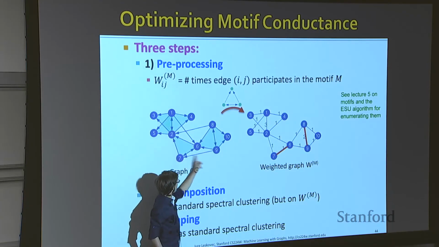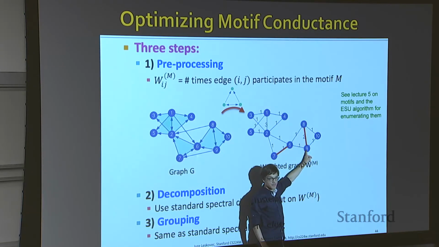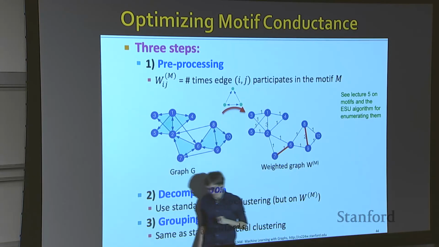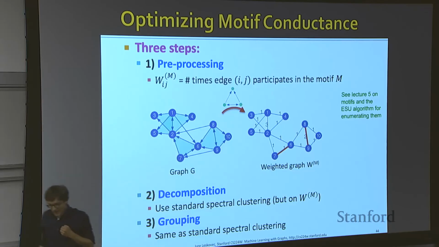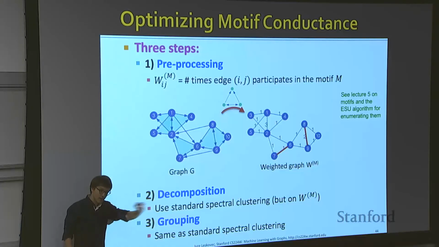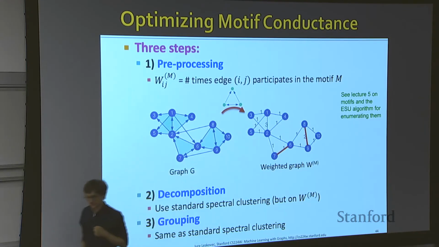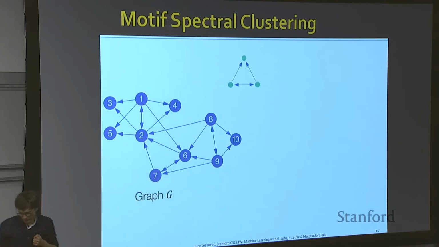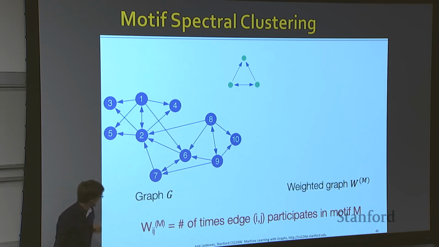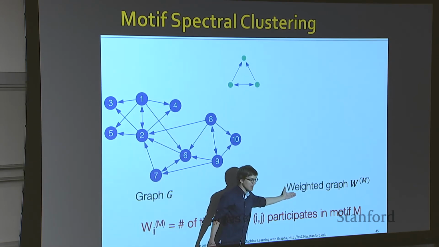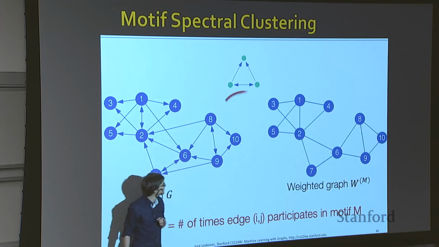Edge 9, 7 participates in 0 instances of the motif, so it has weight 0, so it doesn't exist. Okay? So this is now my W^M. And I will apply spectral clustering to this W^M, and then based on the second eigenvector of this W^M, I will determine the clusters. So let me now show you how this will work. I have my motif of interest, I have my input graph, and as I said, I will define this weighted graph W, where the weight of every edge will be the number of times this edge participates in my motif M.